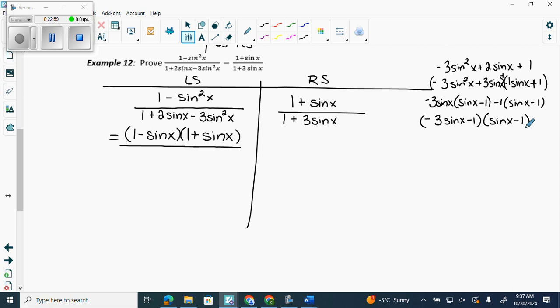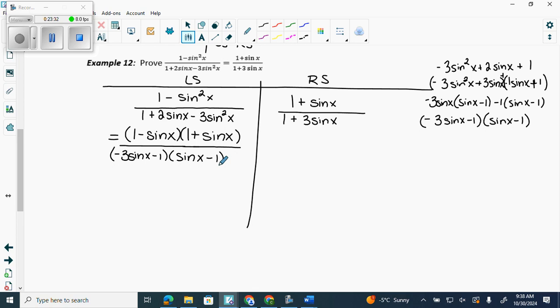Okay, everyone's paying attention because there is a little trick to this one, hence why it's example 12. So I'm going to get negative 3 sine x minus 1 and then sine x minus 1. Everyone's looking up here. Look here, so I don't lose you. There you go, Lucas. So people think that 1 minus sine x and sine x minus 1 are the same.